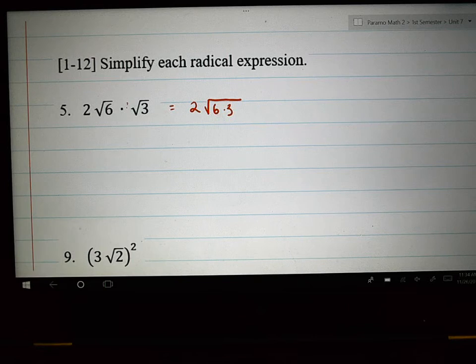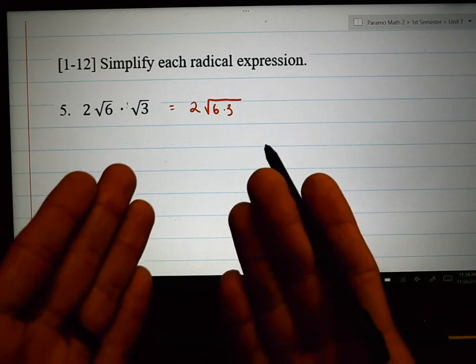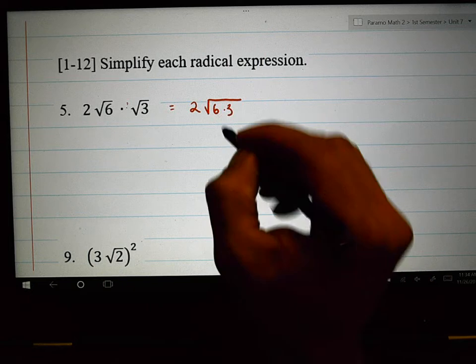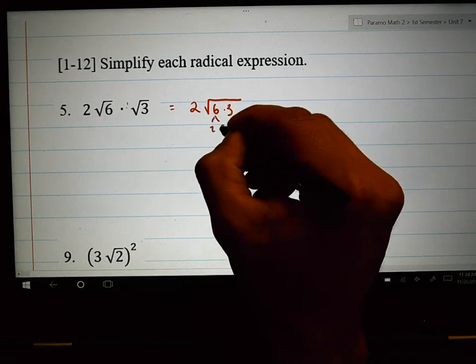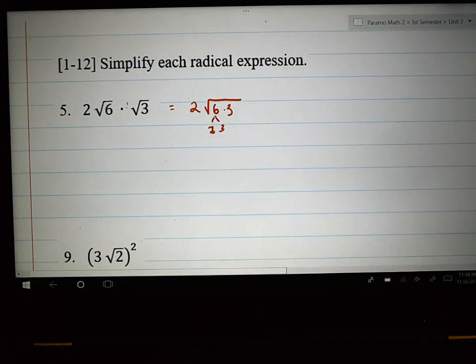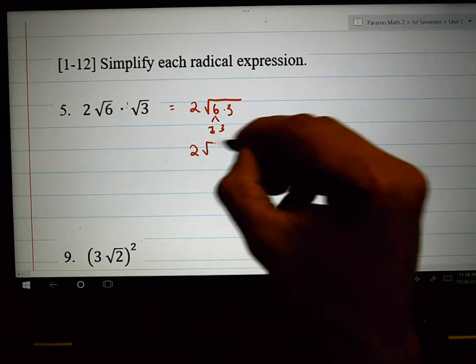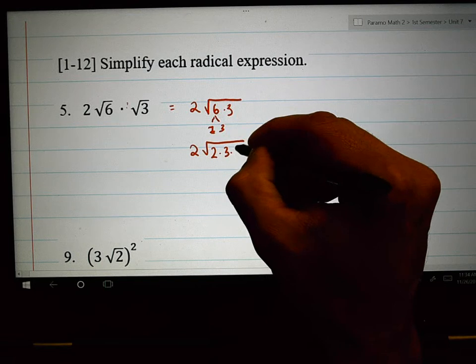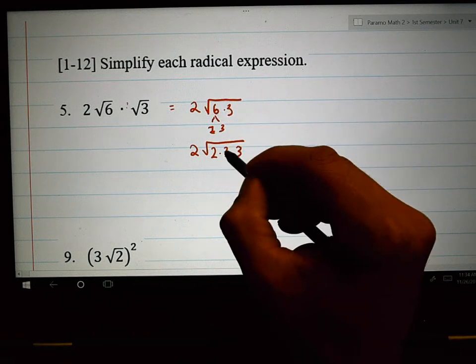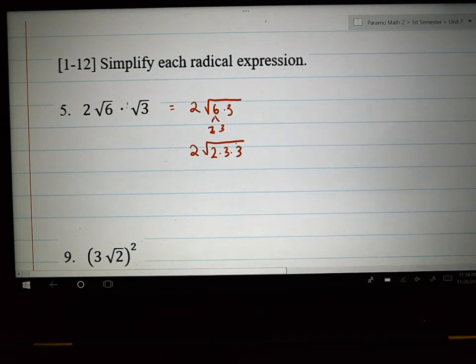But because the next step is factor tree, then just leave it like this, put them next to each other, and then factor it down into its parts. 6 breaks down into 2 times 3. And that will save you a little bit of time so that you can now know that the 6 is 2 times 3 times that other 3 when you're looking for your pairs.